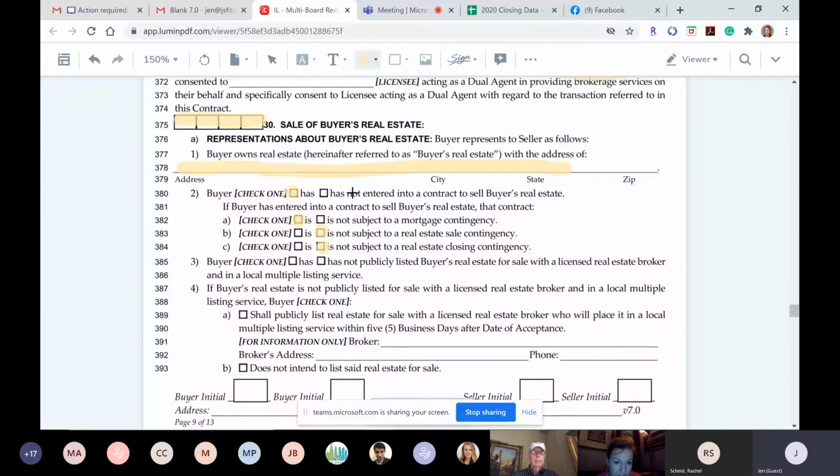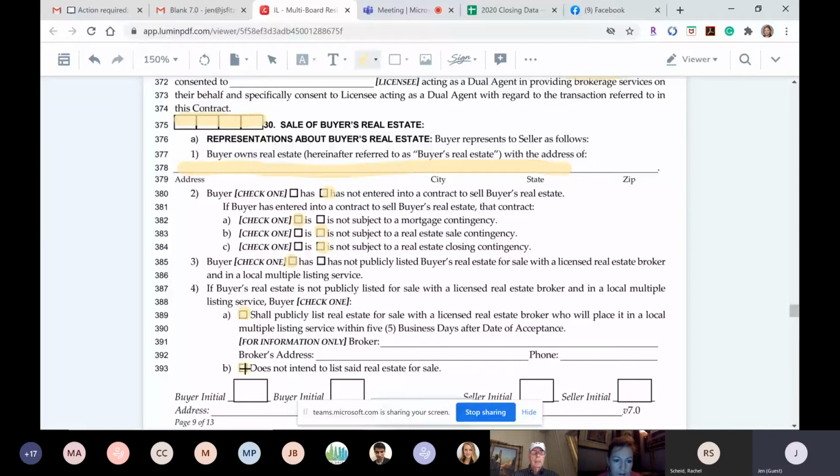So if they have entered into a contract, which we assume they have, then they most likely have also publicly listed this for sale, right? If they have not entered into a contract, they at least tell your seller, yes, they've listed it for sale. And if they haven't, by gosh, you go get that listing, right? So even if they haven't got a contract on their house, they've at least got it listed, okay? If it's not publicly listed for sale, then they're going to list it for sale. Or they don't. This would be terrible.